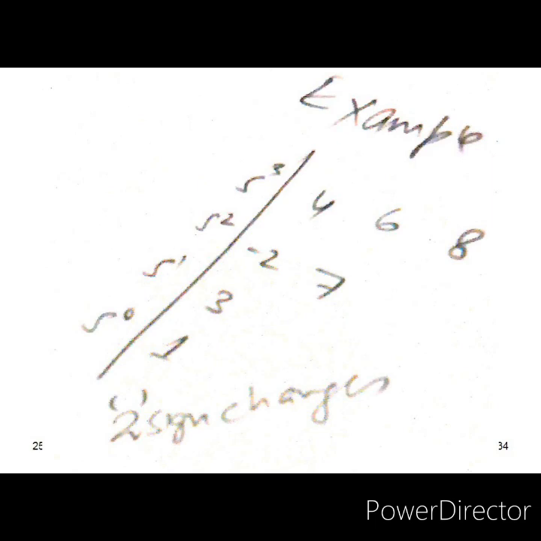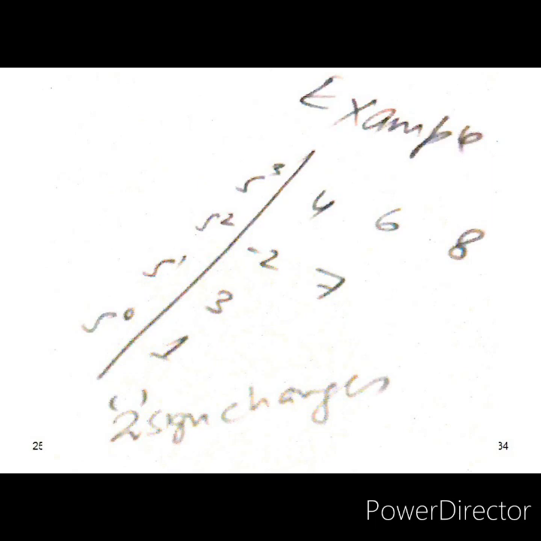There are 2 sign changes. As you move downwards in the first column from 4 to -2, there is one sign change. Then from -2 to +3, there is another sign change. 4 is a positive number, -2 is a negative number. As you move from 3 to 1, there is no sign change. 3 is positive, 1 is also positive. So as you move from 4, -2, 3, 1, there are 2 sign changes. These 2 sign changes mean that there are 2 unstable poles.